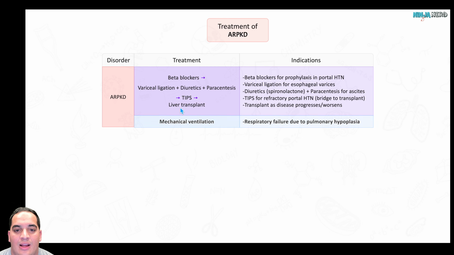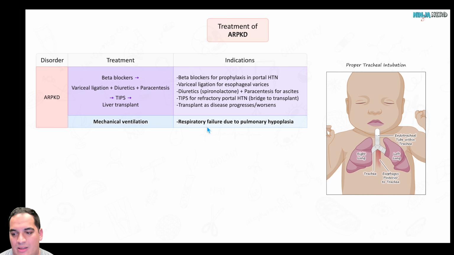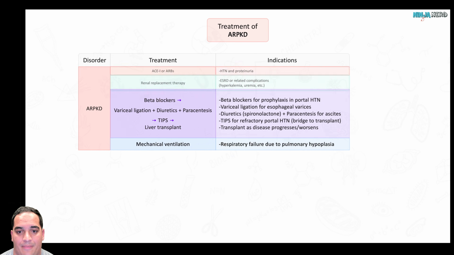All right. Now, the last thing that I want to talk about here with ARPKD is that a patient who has pulmonary hypoplasia is at risk for massive respiratory distress and respiratory failure. And oftentimes, whenever they're born and they start to exhibit these signs, they oftentimes need to be intubated, unfortunately, so that we can mechanically ventilate them, we can control their oxygen, their CO2, and hopefully give time for their lungs to heal. And so this may be a necessary indication for these patients if they are struggling to breathe.